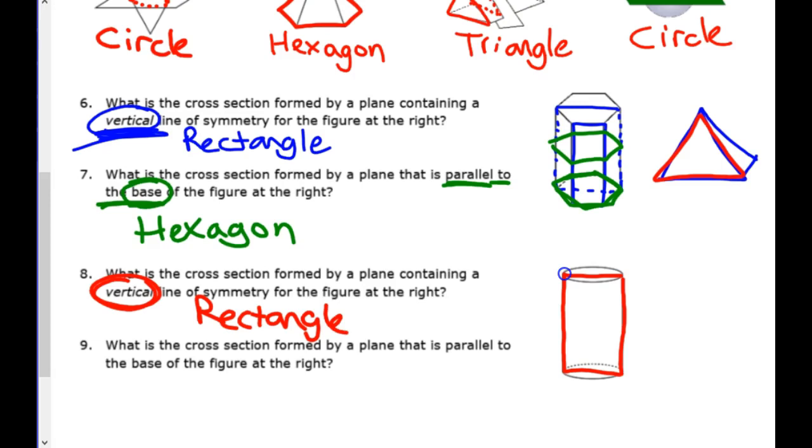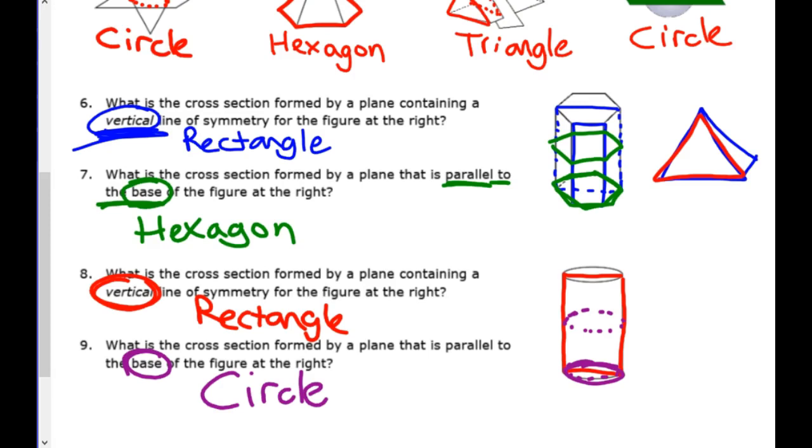So think vertically. Number 9, though, 9 says, what's the cross-section formed by a plane that is parallel to the base? Key word, base, right? What is the base shape of a cylinder? Hey, it's a circle, right? So if I cut it up here, it would still be a circle. That cross-section is a circle, okay? So that's what we've been talking about. Not just cutting it to cut it, but we're cutting it because these are cross-sections.